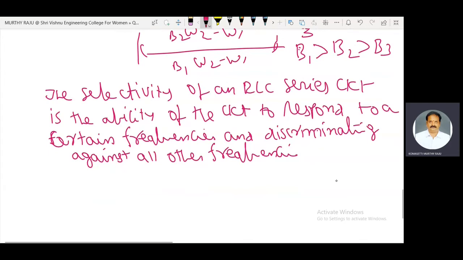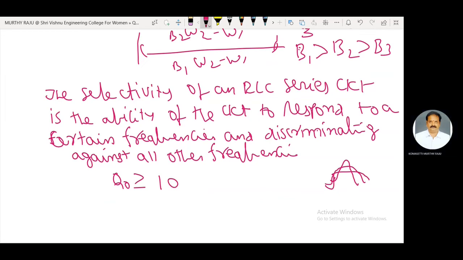The sharpness of the resonance in a resonance circuit is measured quantitatively by the quality factor. That is called the selectivity of the series resonance circuit. For better selectivity, the quality factor of the series resonance circuit should be higher, that is Q naught greater than or equal to 10.